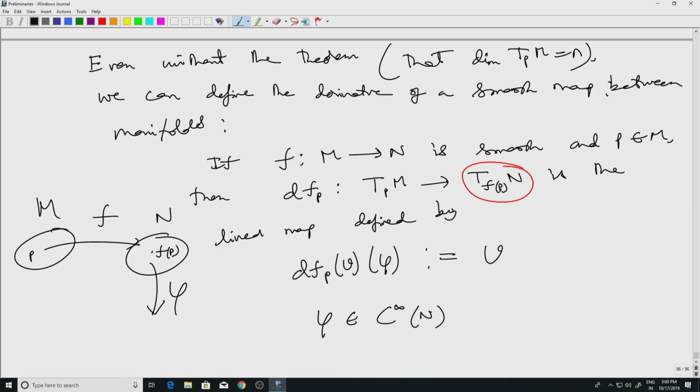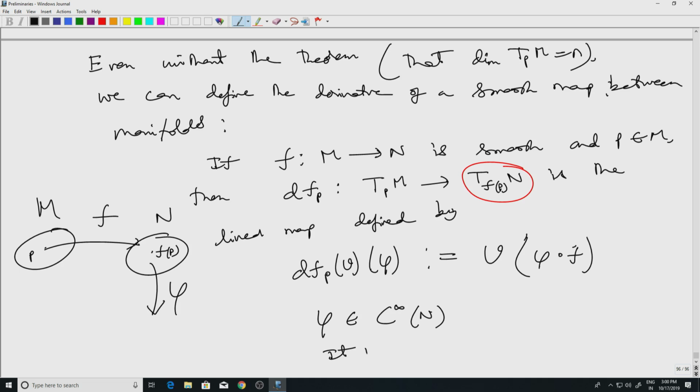So v, let's think of it as a derivation on this side. I'm going to compose f and phi, so I'll get a C infinity function on M, phi composed with f. So this is my definition of the derivative. And one thing is certainly clear immediately from the definition, that this association is linear in v.